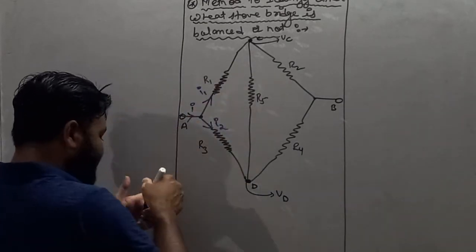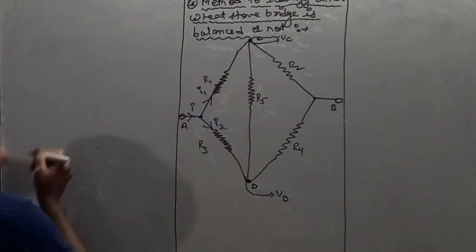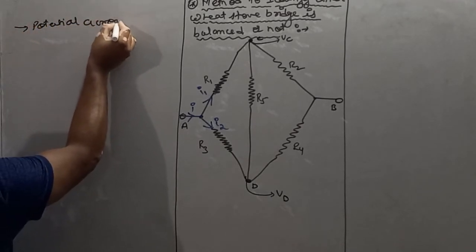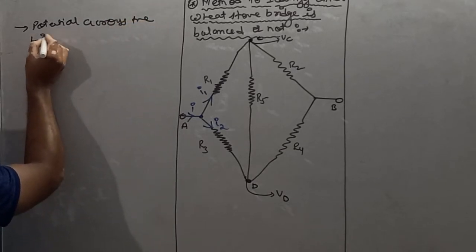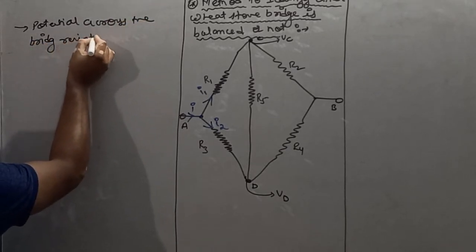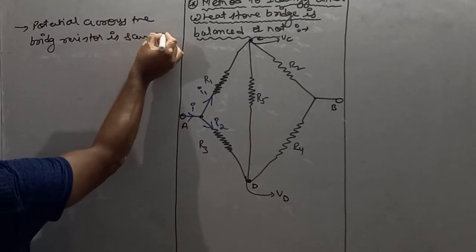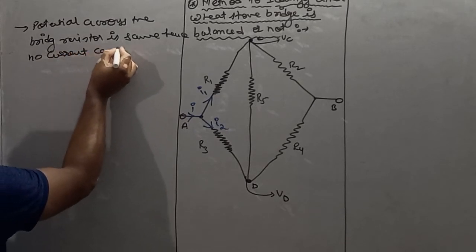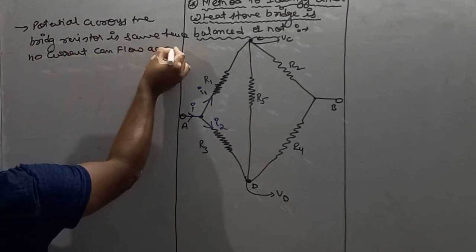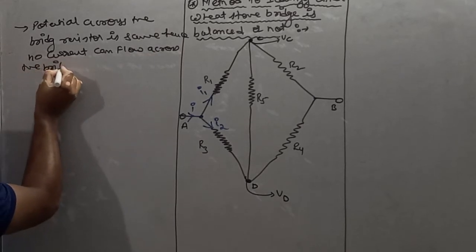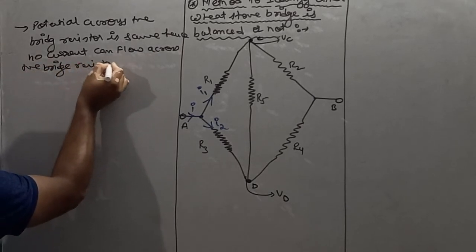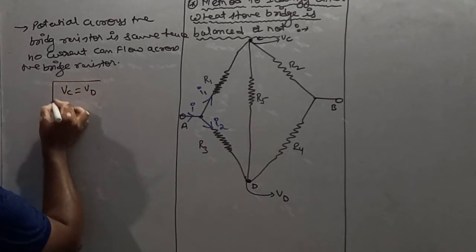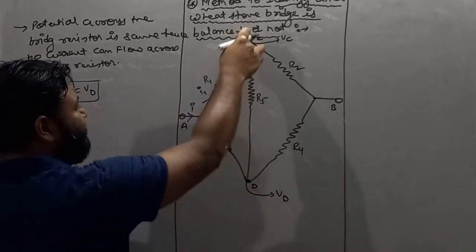Now see, my dear student, as we know, the potential across the bridge resistor is the same. I'll write here: the potential across the bridge resistor is the same, hence no current can flow across the bridge resistor. So we can say current is not flowing in the bridge resistor.